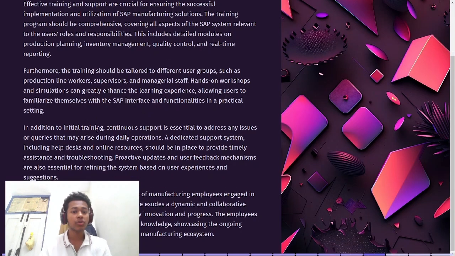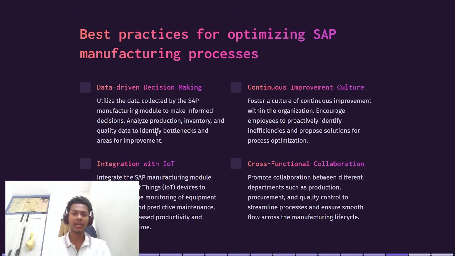So in addition to initial training, continuous support is essential to address any issues or queries that may arise during daily operations. What this paragraph is basically saying is that you should have a support team as well, because not all the time everyone can manage SAP on their own. So a support team will help you with all the things that you should do, and in case you are making a mistake or something that needs to come to notice, they will help you with that. Let's move on to the next slide.